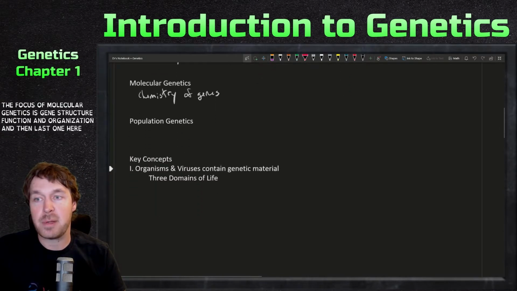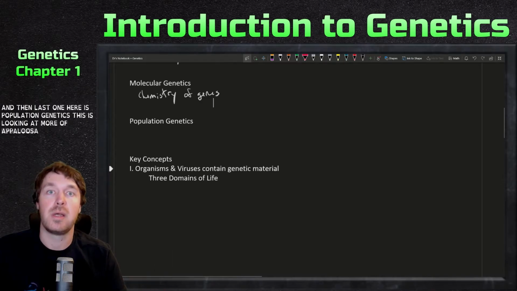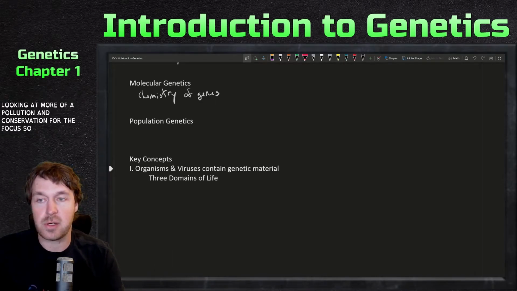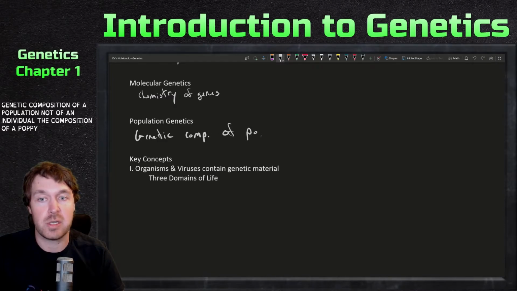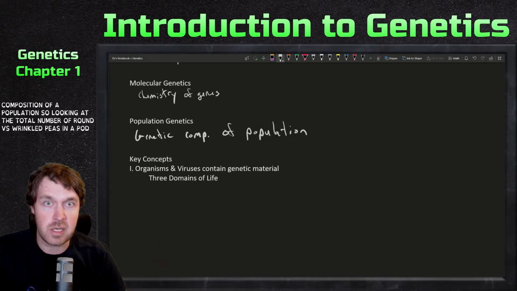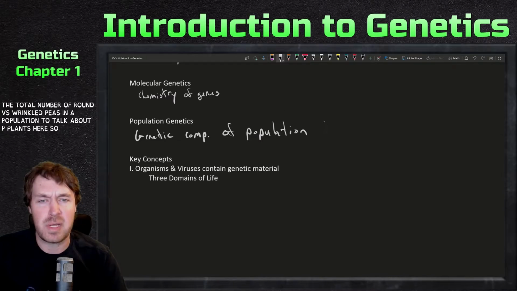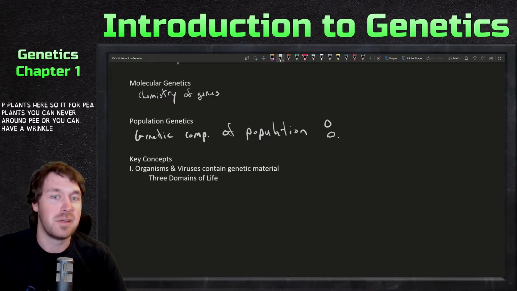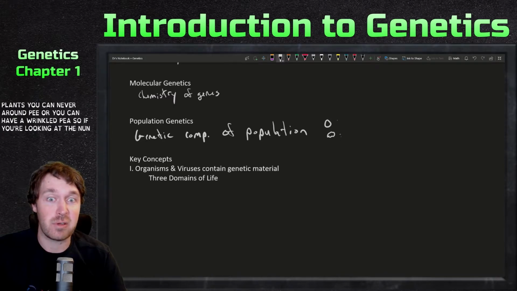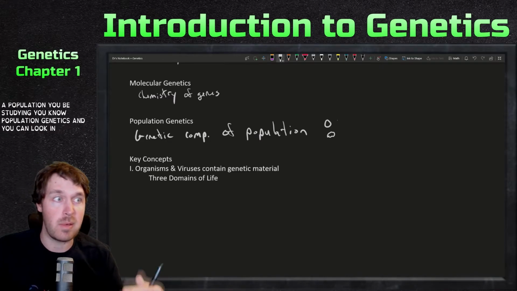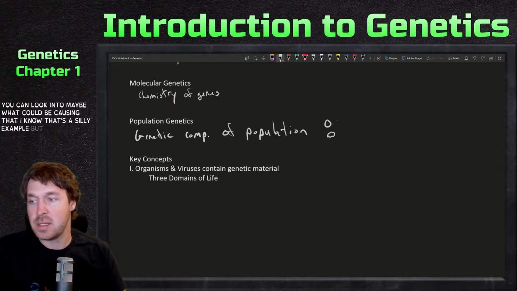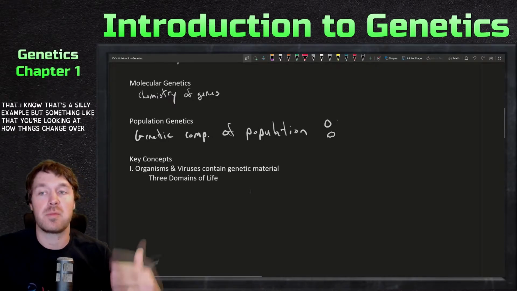And then the last one here is population genetics. This is looking more at evolution and conservation for the focus. This is looking at the genetic composition of a population, not of an individual. So looking at the total number of round versus wrinkled peas in a population. Talking about pea plants here, you can have a round pea or you can have a wrinkled pea. If the number of wrinkled peas is starting to increase in a population, you'd be studying population genetics, and you can look into maybe what could be causing that. I know that's a silly example, but something like that. You're looking at how things change over time within a population.